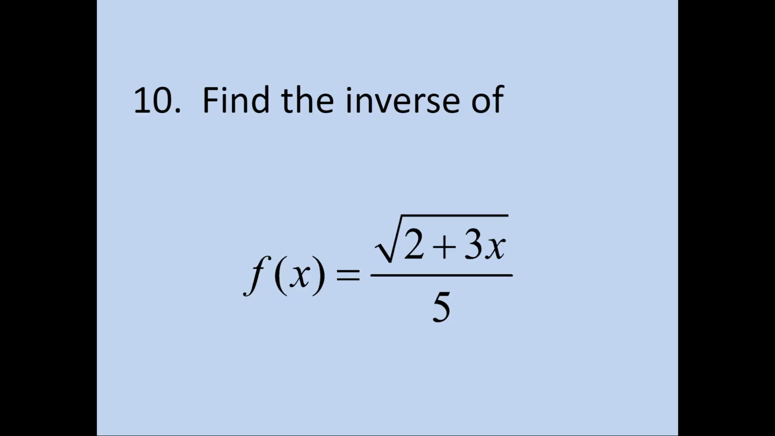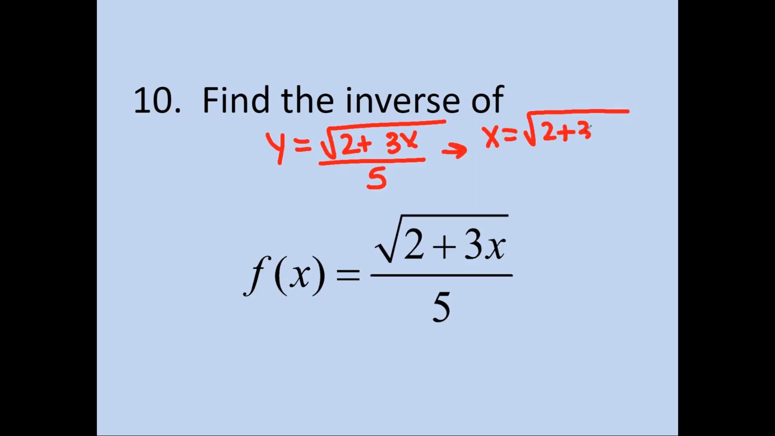So inverse, so I'm going to switch my x and y. So I am going to make this y equal the square root of 2 plus 3x over 5. I'm going to switch my x and y. So I'm going to have x is equal to the square root of 2 plus 3y over 5. I'm going to multiply by 5.